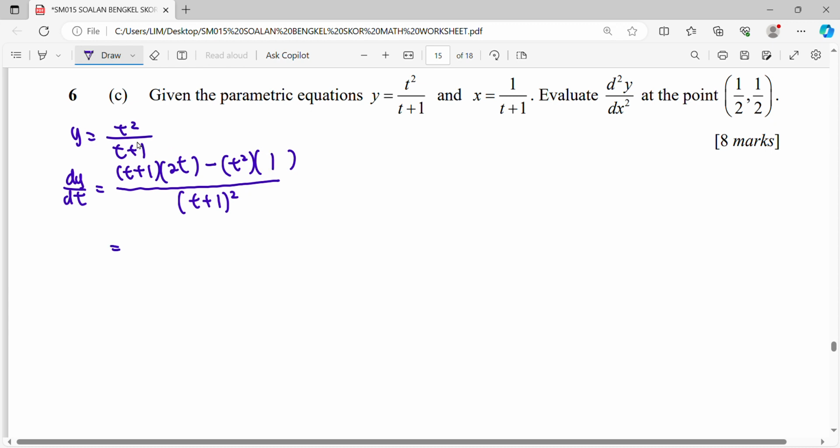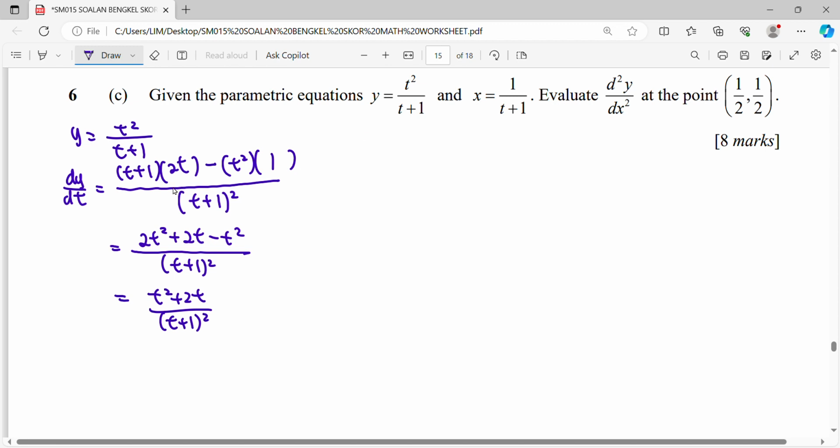Simplify this. Expand: 2t squared plus 2t minus t squared over t plus 1 squared. So, t squared plus 2t over t plus 1 squared now. Stop here. So, make sure you write dy/dt. You differentiate y with respect to t. You are not differentiating with respect to x.